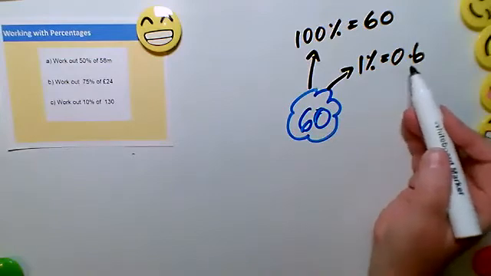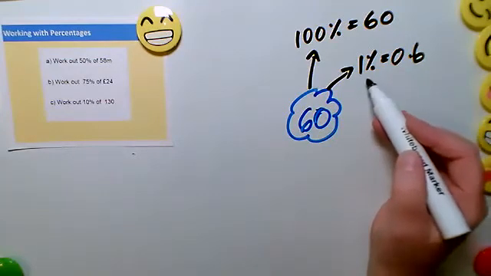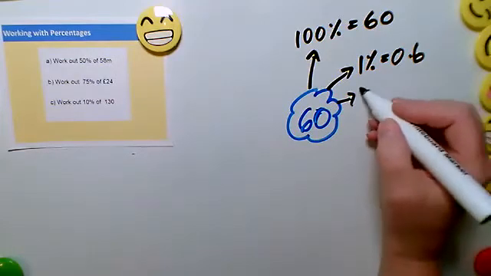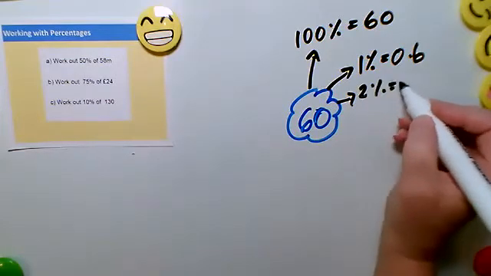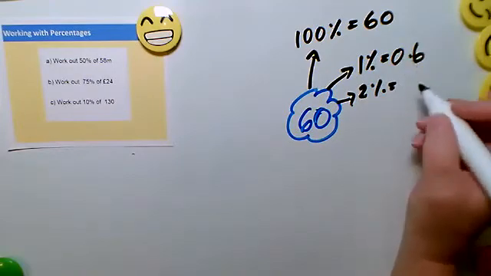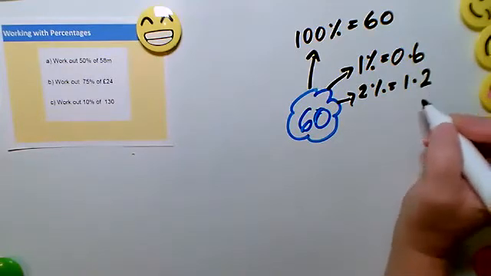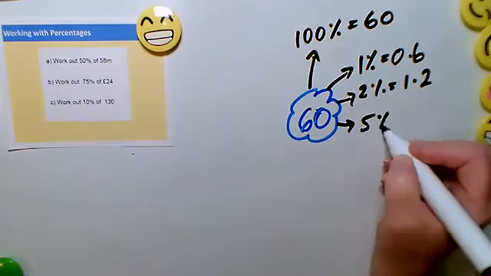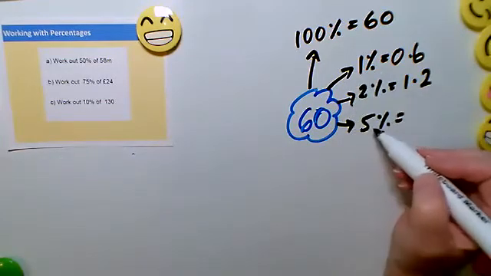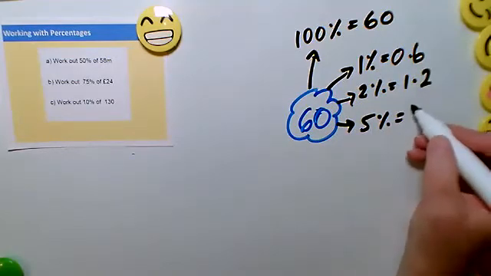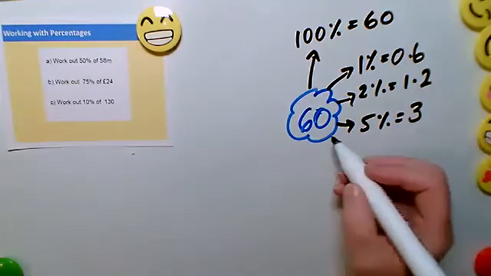Now, once I've got 1% of an amount, I can then just upscale it to whichever percentage I want. If I wanted 2%, 2% is obviously double 1%, so it would be double the number here. So 2% would be 1.2. If I wanted 5%, well, 5% would be 5 times whatever 1% was. So 5 times 0.6 is 3, and so on.